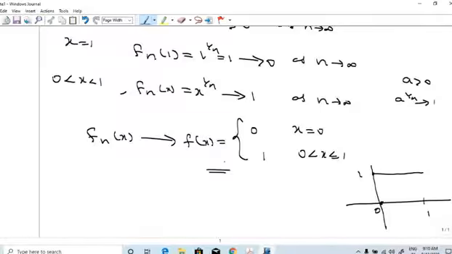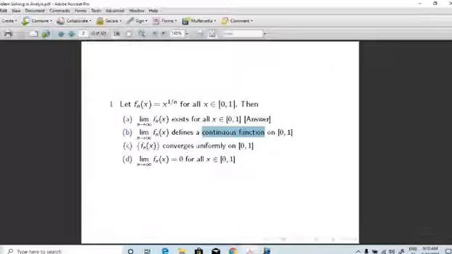Therefore, the second option says the limit, we can rewrite it in another form: limit as n goes to infinity of f_n of x is nothing but f of x, where f of x is this one. We know that f of x is not continuous. The second option says it is a continuous function, but it is not a continuous function.